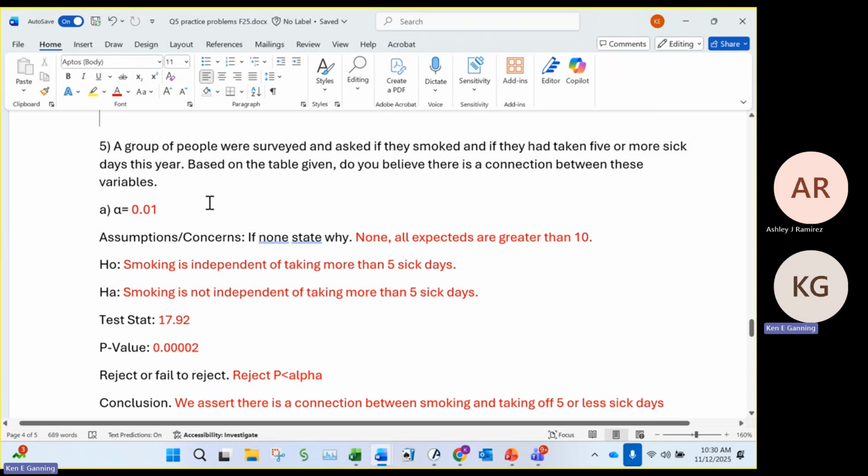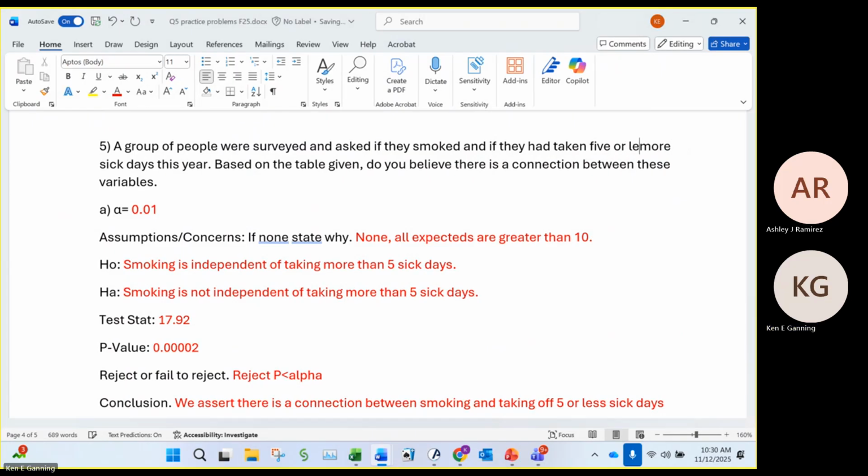A group of people are surveyed to see if they had taken 5 or more. You're right, 5 or less. Sick days this year. Again, that's kind of a trivial thing where if you messed it up, it wouldn't be that big a deal, because we understand the low amount of sick days versus the high amount of sick days is how we would probably say that.